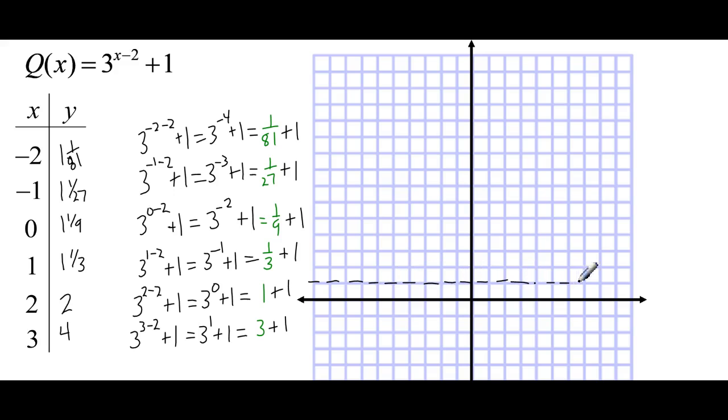As you use more and more negative numbers for x, you're going to get, like in this case, 1 and 1/81, and we had 1 and 1/27, 1 and a 9th, 1 and a 3rd, and then finally 2 there. So the asymptote isn't at 0 this time. The asymptote is a horizontal line, so its equation is y equals something, and it's y equals 1, because that's where it's leveling off.